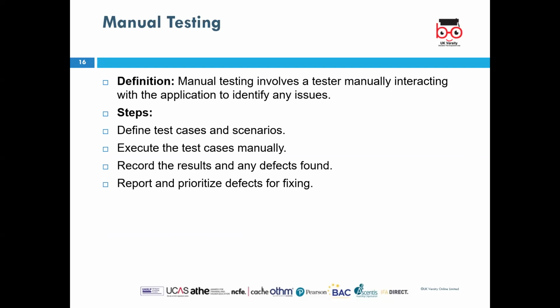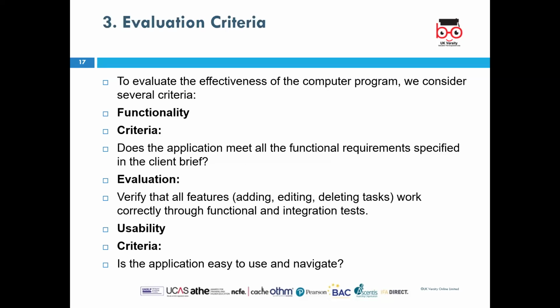Manual testing involves a tester manually interacting with the application to identify any issues. This manual testing is done by the end user or our software tester, who have the ability and the skills to test the code that has been developed by the developers in the department.